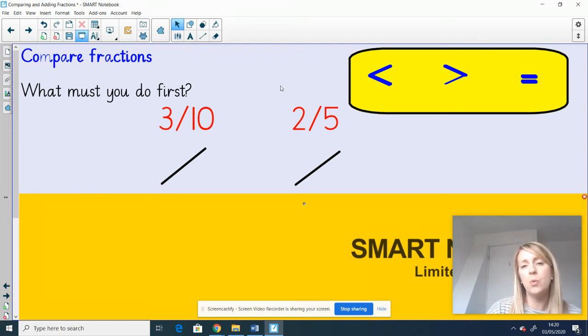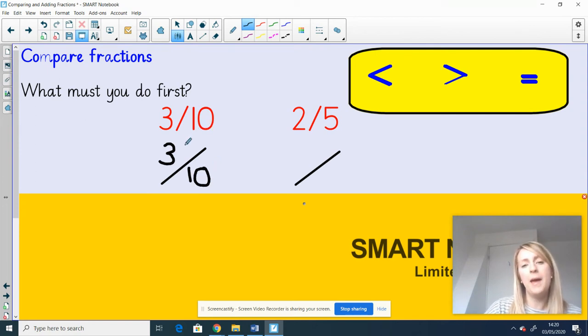Now, at the moment, we can't compare them because the denominator, the number at the bottom, the denominators are not the same. So we need to make them the same in order to be able to compare them. So we've got tenths and fifths here, and I'm going to work in tenths. So my 3/10 can stay the same.